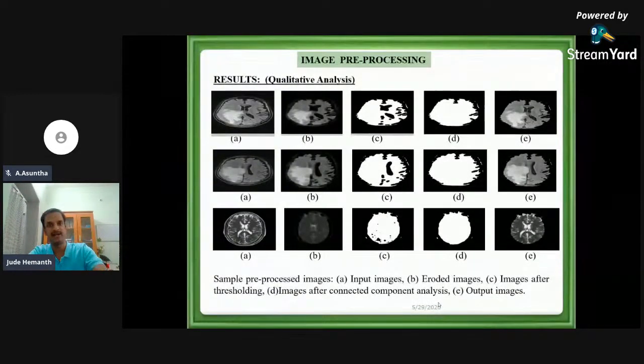I have created a mask from the original images and I have multiplied column number 1 and column number 4. So white corresponds to 1 and black corresponds to 0. Whatever is multiplied with white, that portion alone will come in the output. You understood? Whatever is multiplied with black, that portion will be removed.